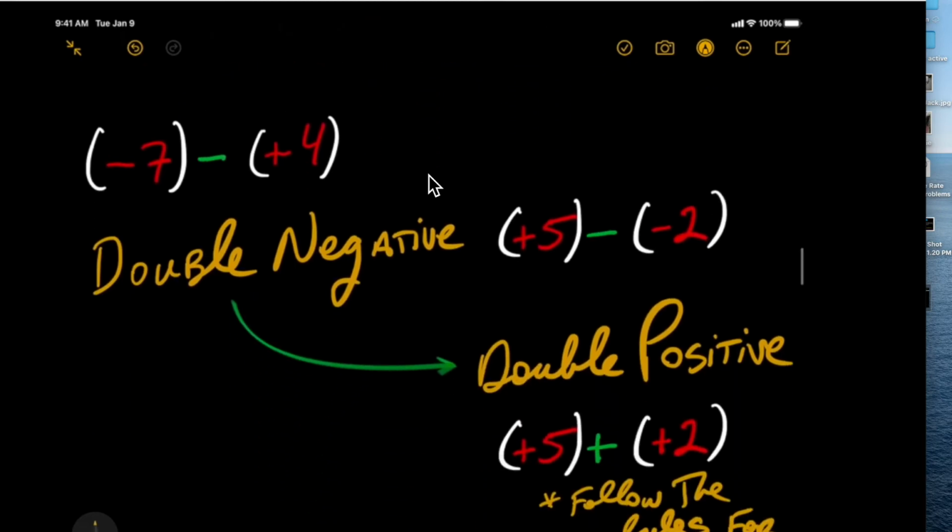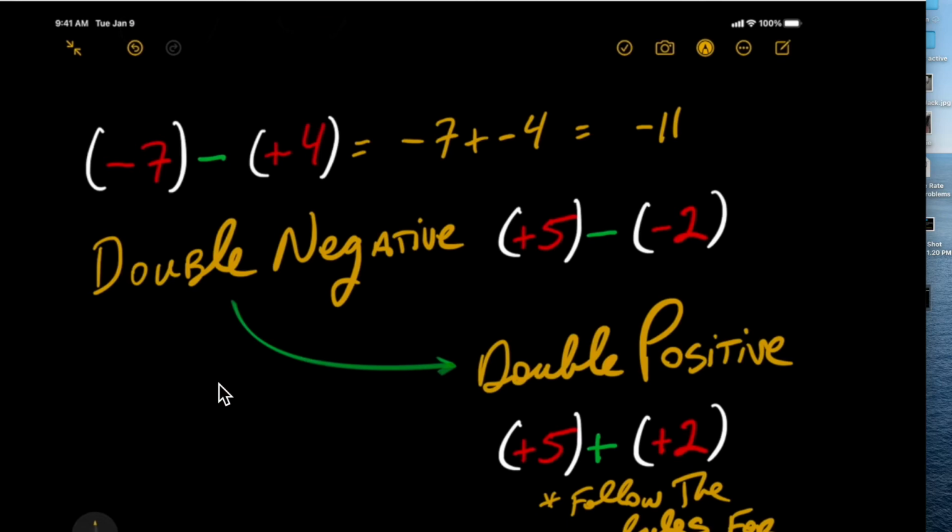Next one. We're subtracting integers initially. We're going to flip these two signs. We're going to make this an addition problem. It is now an addition problem. We look at the signs of the two integers. They are the same. When they are the same, we add the numbers together and we use the sign that they both share, in this case, a negative number. That is your final answer.